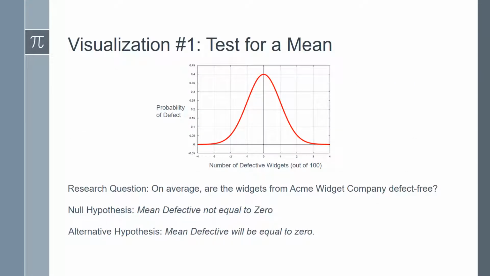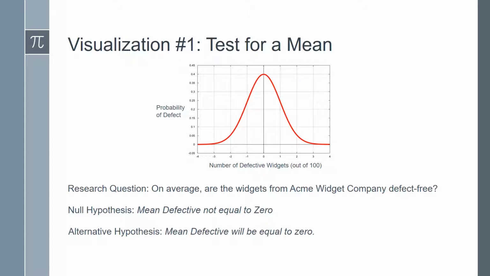Let's go for the first case, test for a mean. Here, the curve seems perfectly symmetrical, and the mean is the highest point of this red curve. On the y-axis there is the probability of defect, and on the x-axis the number of defective widgets. If you look from the apex of this curve, the chance of the widgets being non-defective, being 0, is almost 40% from this graph.